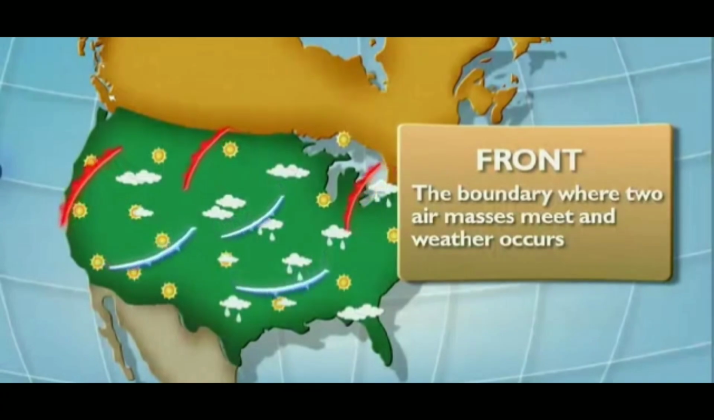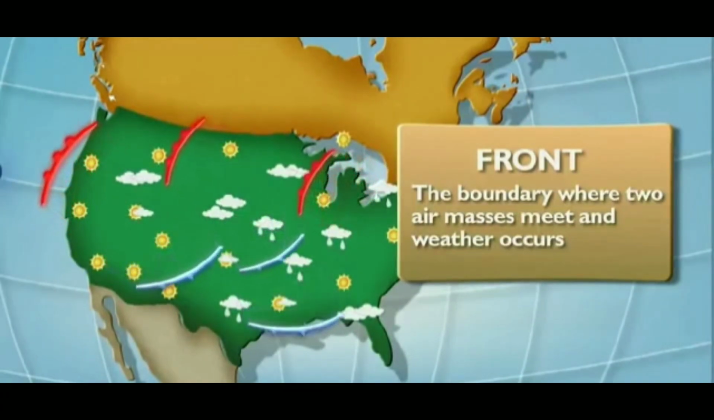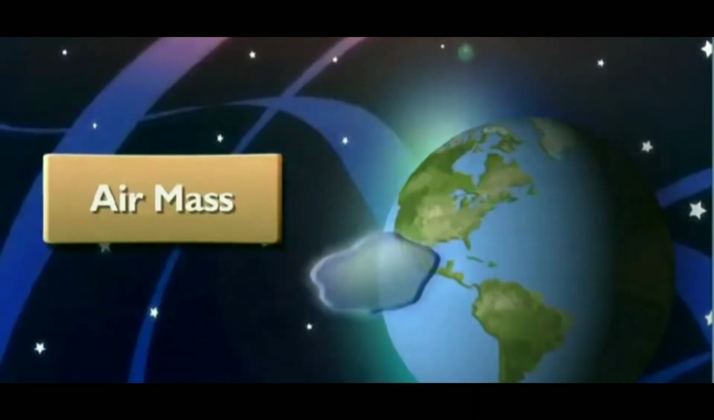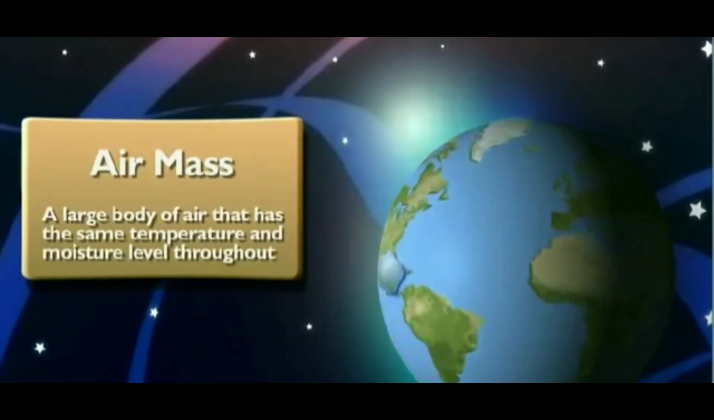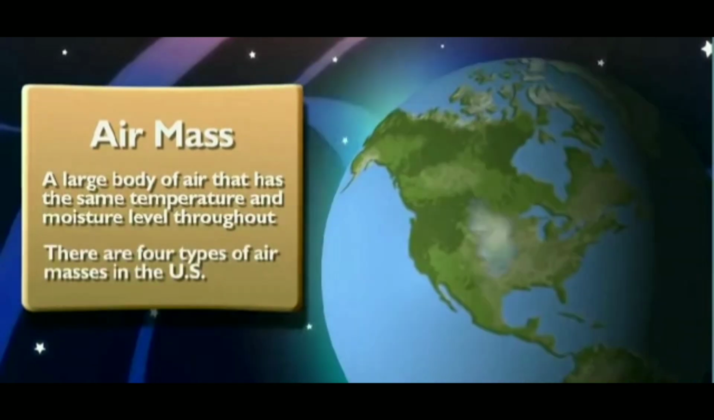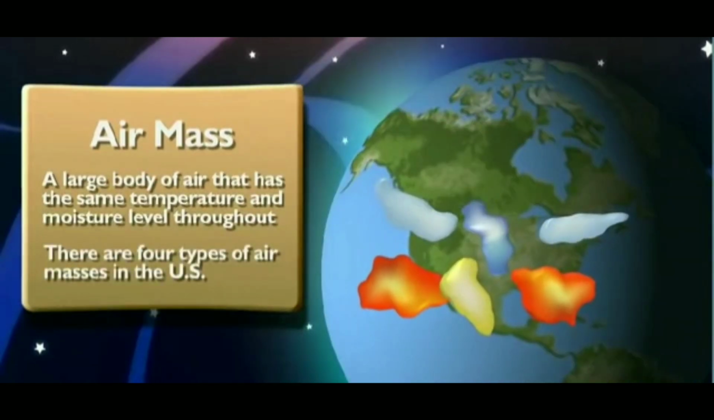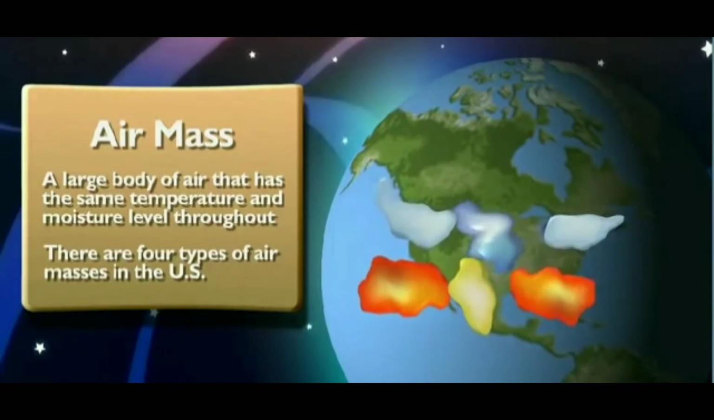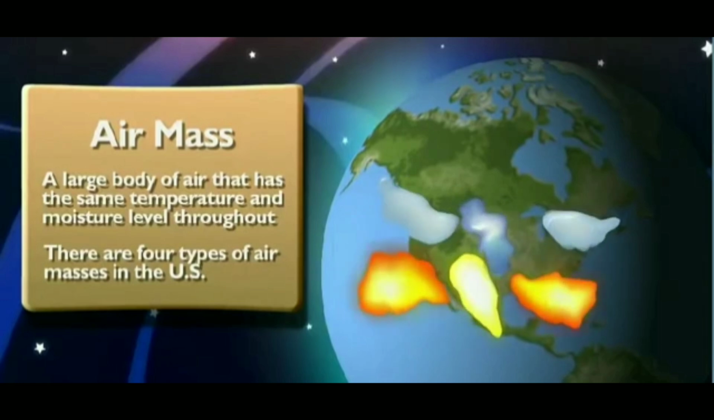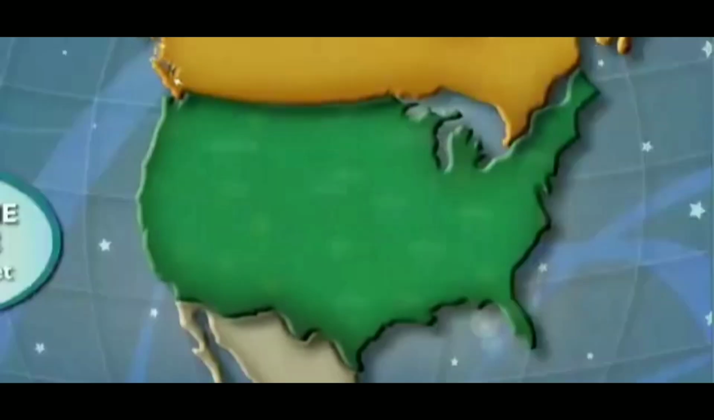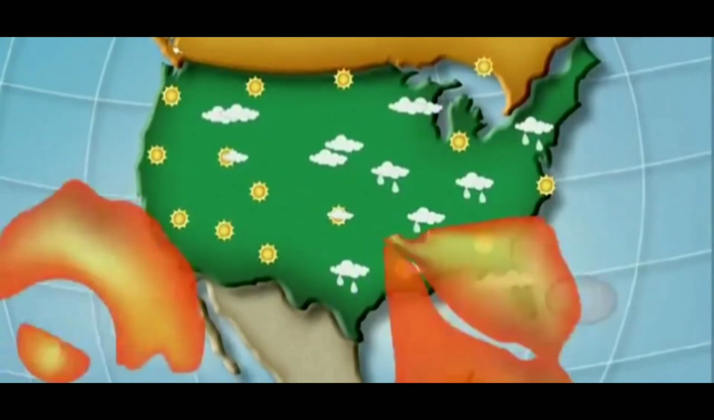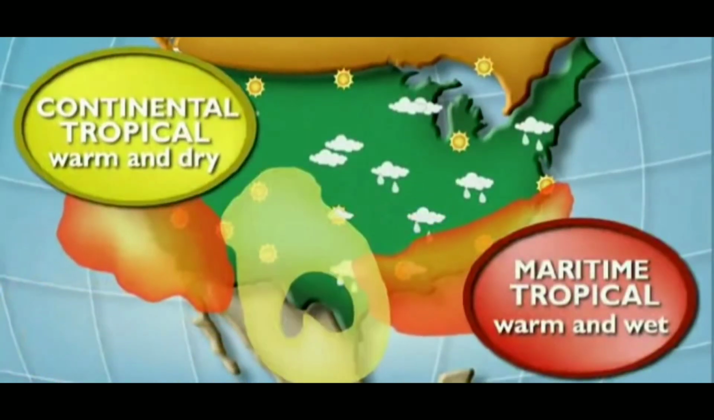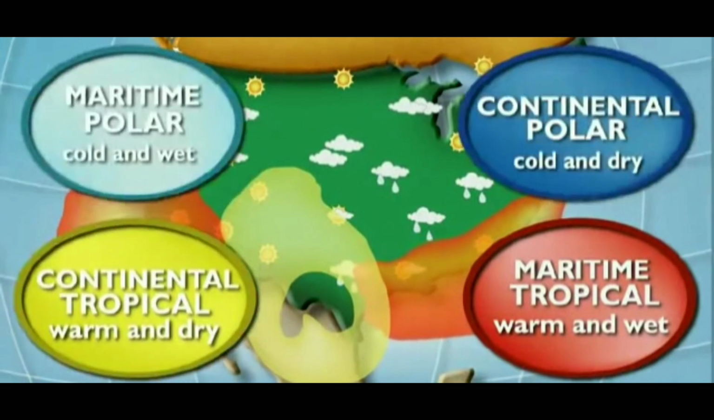Front is the boundary where two air masses clash and weather like snow occurs. So what is this air mass? Air mass is a large body of air that has the same temperature and moisture level throughout, of which there are 4 types of air masses in the United States, and each one carries its own temperature and amount of moisture level, where there are 2 cold and warm air masses. The 2 cold air masses are the maritime polar and continental polar, while the 2 warm air masses are the maritime tropical air mass and continental tropical air mass.